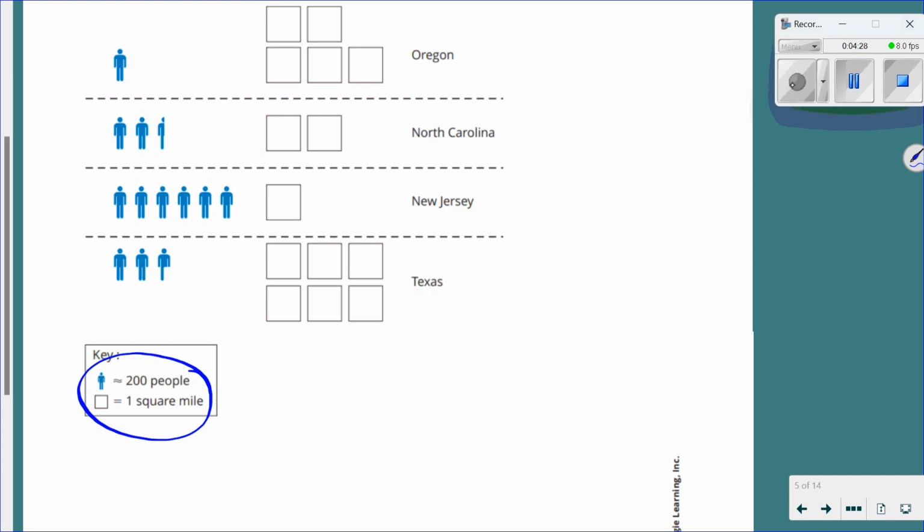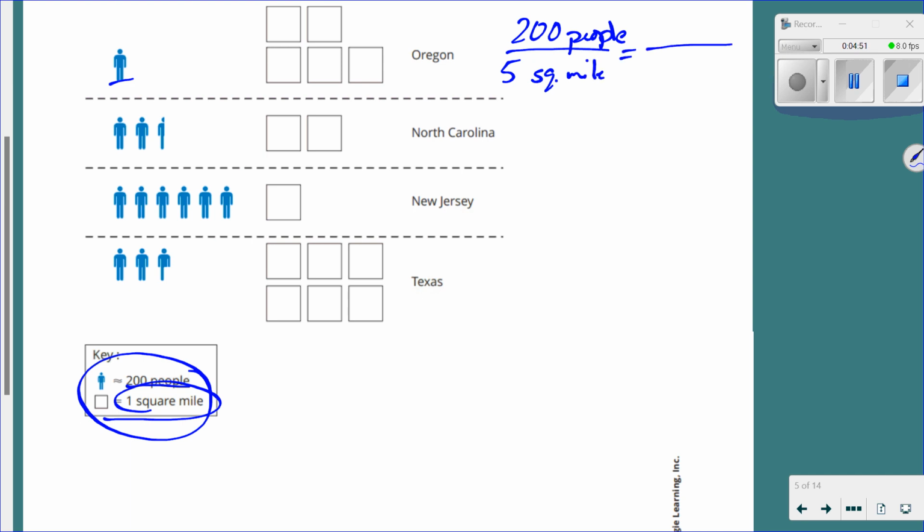Okay, I'm already seeing people struggle. So let me do the first one for you to give you an example. There we go. How many figures are there? 1. So from my key, that is 200 people. How many boxes are there? 5. From my key, that 1 is 1 square mile, so that means that is 5 square miles. I'll give you a big hint. In order to do a comparison, it's best to go to my unit rate, meaning my denominator is 1. So if I go to a denominator of 1, how did I go from 5 to 1?